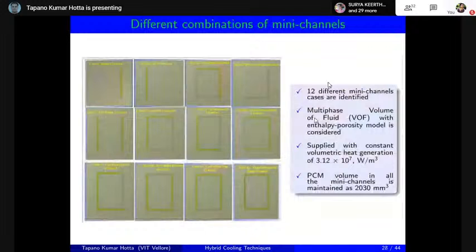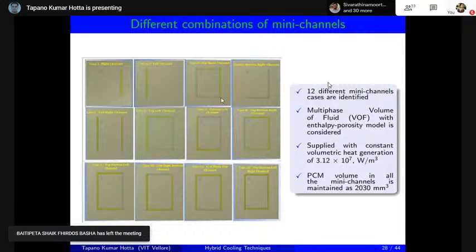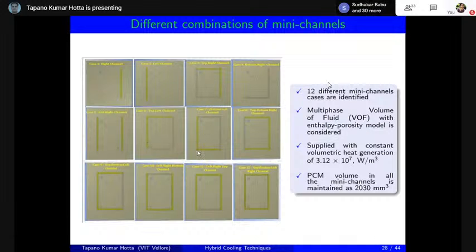Now you see these are the combinations we have considered here. We have considered 12 different mini channel combinations. You can see this is only right, this is only left, this is top right, this is bottom right, this is left right, this is left top, this is left bottom, this is top right bottom, this is left top bottom, this is left bottom right, this is left top right, and this is left top bottom right. All the channels are being filled.